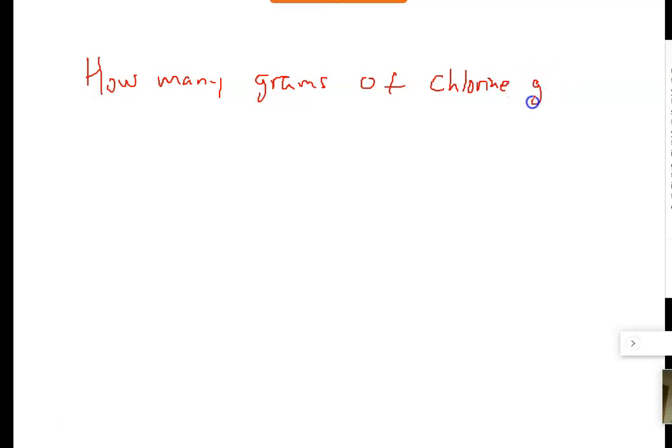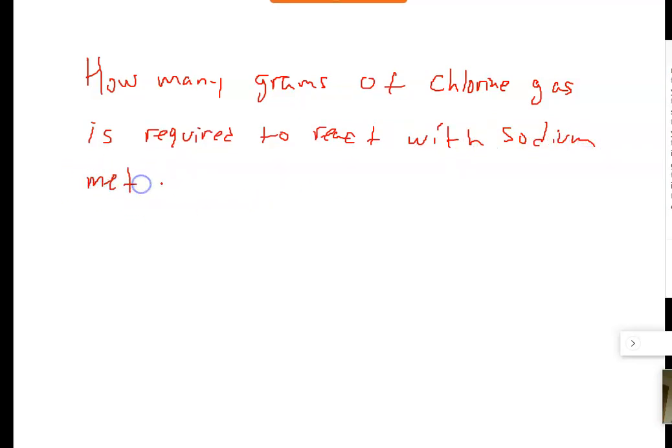Any questions on that? Why don't we do a practice problem? Let's think. How many grams of chlorine gas is required to react with sodium metal? Let's put 20 grams of sodium metal. How many grams of chlorine gas is required to react with 20 grams of sodium metal?